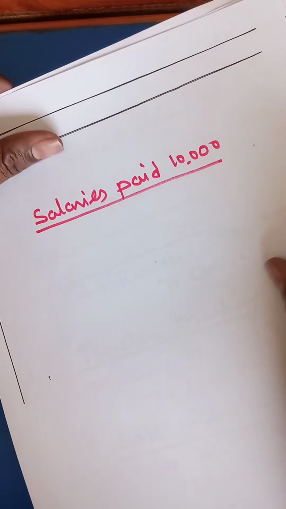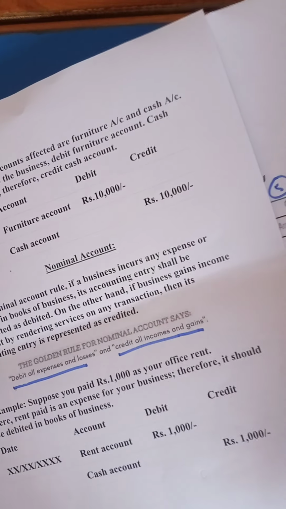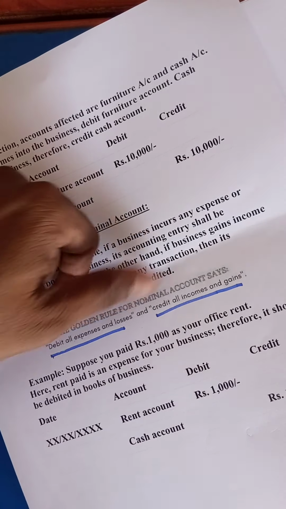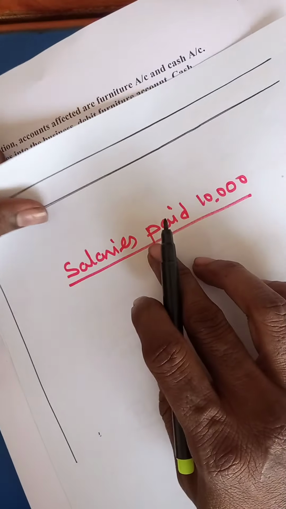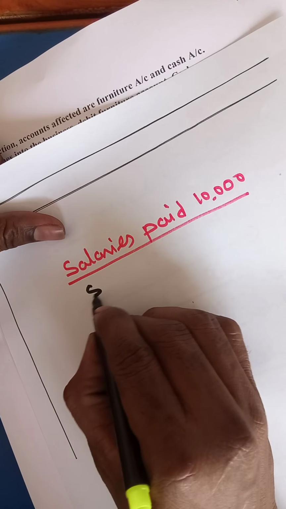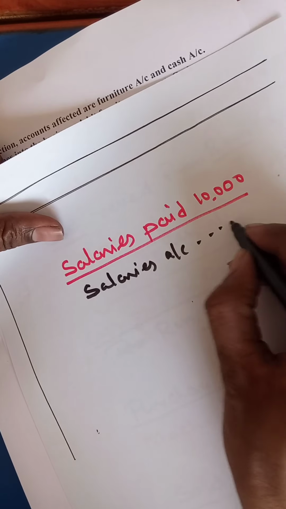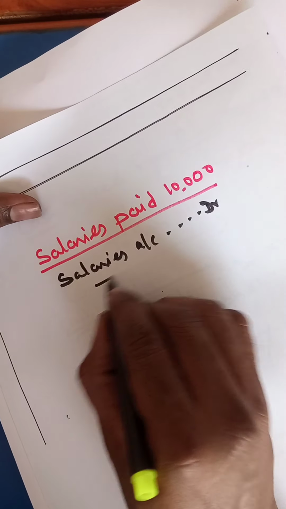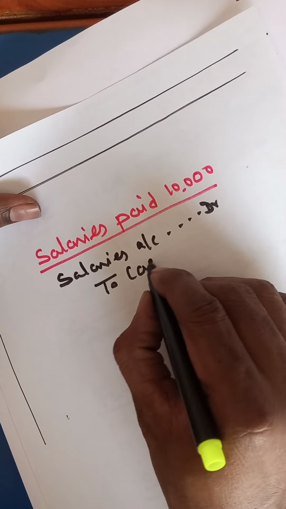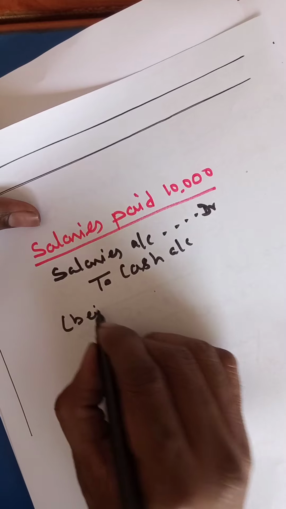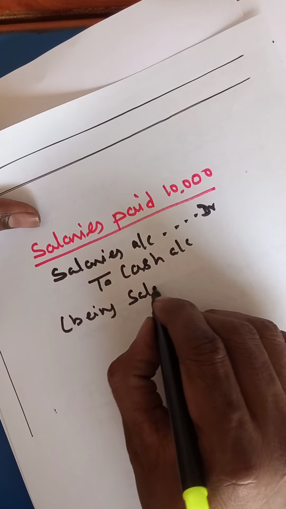Salary is an expenditure. What is the rule of nominal account? The rule of nominal account is debit all the expenses and losses, credit all incomes and gains. See the underlined point. Salary is paid. Salary is the expenditure, so we have to debit salaries account. If salaries are paid, what goes out? Cash goes out. Salaries account debit to cash account. Being salaries paid, we have to write the narration.